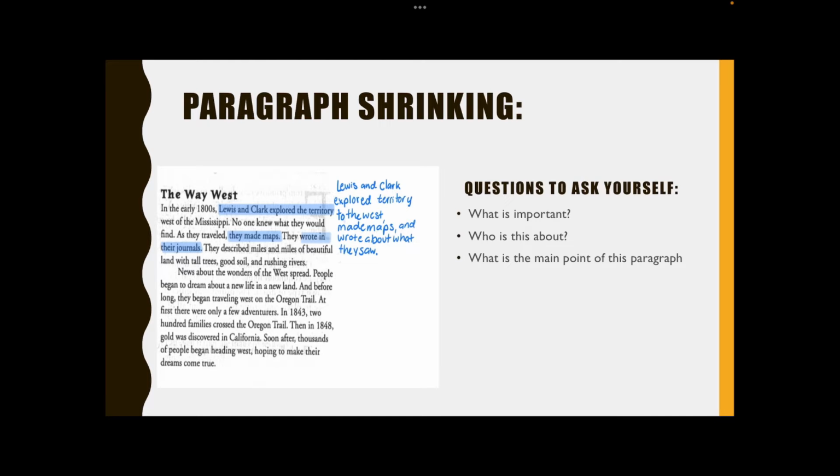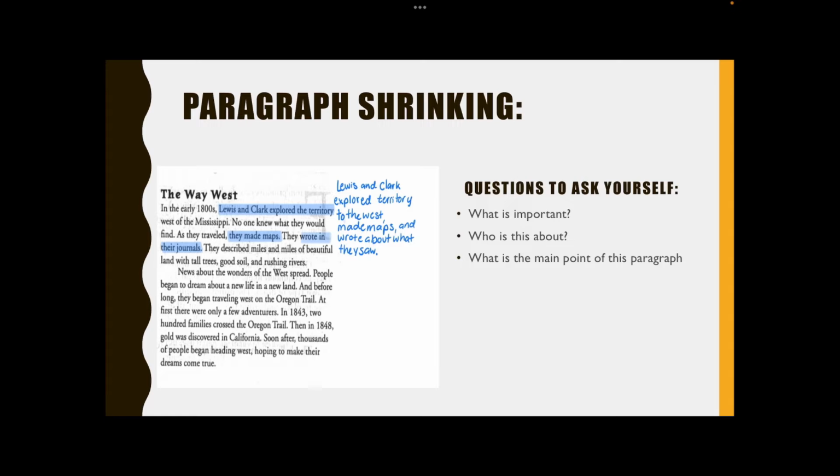All right. News about the wonders of the West spread. People began to dream about a new life in the land, and before long, they began traveling west on the Oregon Trail. At first, there were only a few adventurers. In 1843, 200 families crossed the Oregon Trail. Then, in 1848, gold was discovered in California. Soon after, thousands of people began to head west, hoping to make their dreams come true.